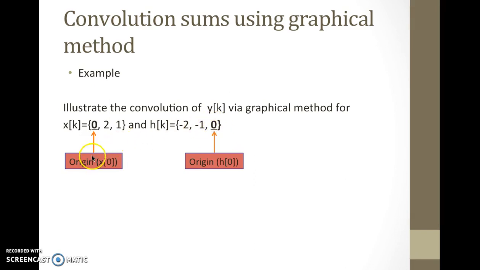What this means is that when you plot the graph of x[k], the origin is at the value of 0. So x[1] is 2 and x[2] is 1. Same goes for h[k]. The origin is started here, that means h[0] is 0. So this should be at h[1] and h[2], which have the values of minus 1 and minus 2 respectively.